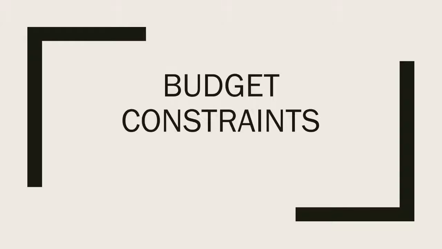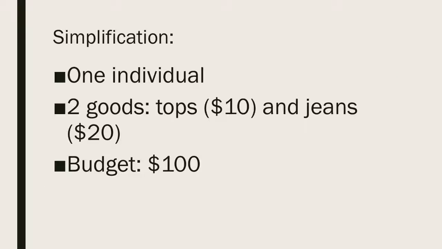So in this video, we're going to talk about the behavior of budget constraints. Now, budget constraints are going to look at how an individual spends money on different goods and services that they want to buy. Now, for this example, we're going to simplify our decision. We're going to look at one individual's decisions to buy two goods, tops and jeans, and they have a budget of $100. Now, we're going to assume that all tops cost $10 and all jeans cost $20.